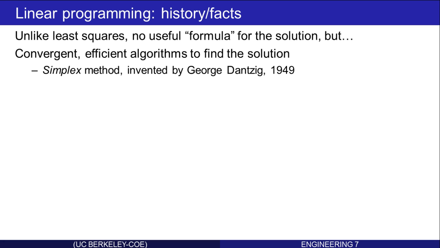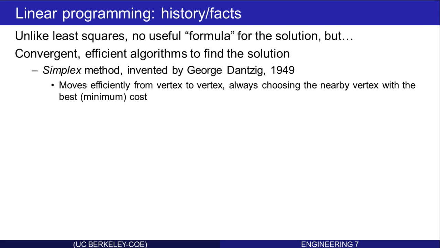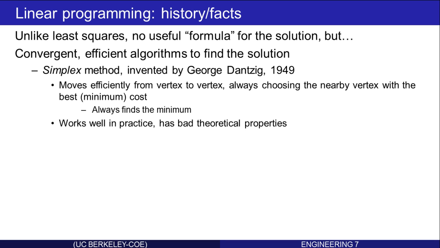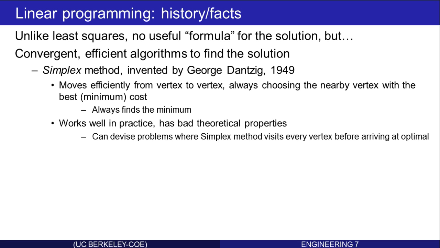The simplex method was invented by George Dantzig in 1949. It moves efficiently from vertex to vertex of the feasible polytope, always choosing the nearby vertex with the best minimum cost. Eventually, it always ends up at the vertex with the minimum cost. It works well in practice, but actually has bad theoretical properties. You can devise examples where the simplex method visits every single vertex before finally arriving at the optimal one. And the number of vertices as a function of problem dimension and number of constraints can be quite large. So from a theoretical standpoint, this is not acceptable.